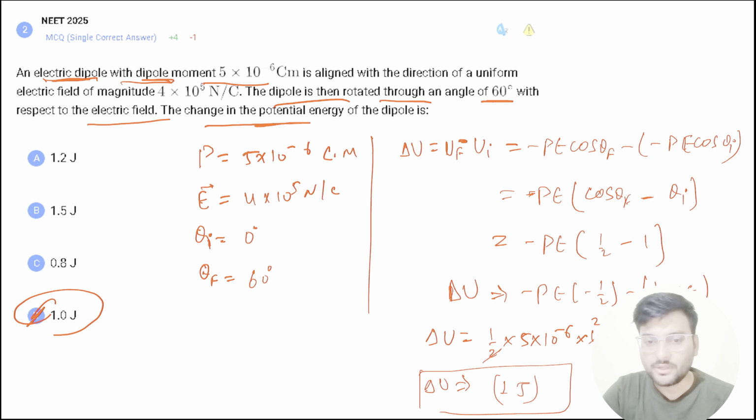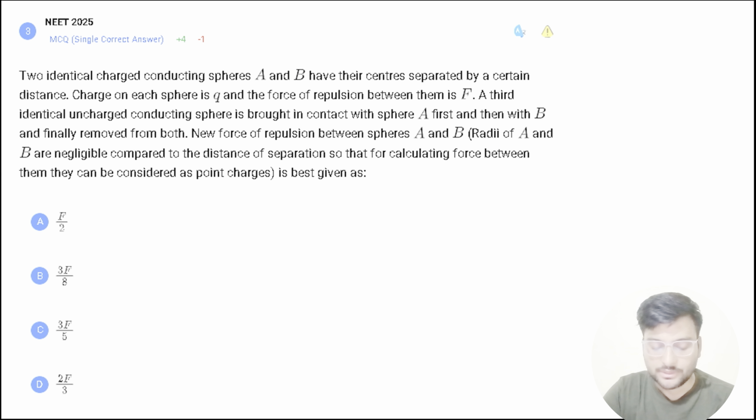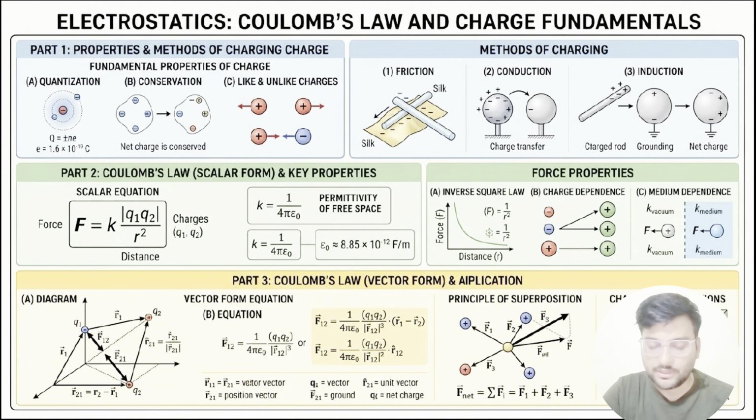Now the next question is related to charges, approximately Coulomb's law type of structure. First of all, see what Coulomb's law is and how it works. The fundamental properties of charges are quantization of charge, conservation, and the like and unlike property. Among these, we are talking about the methods of charging: the friction method, conduction method, and induction method.